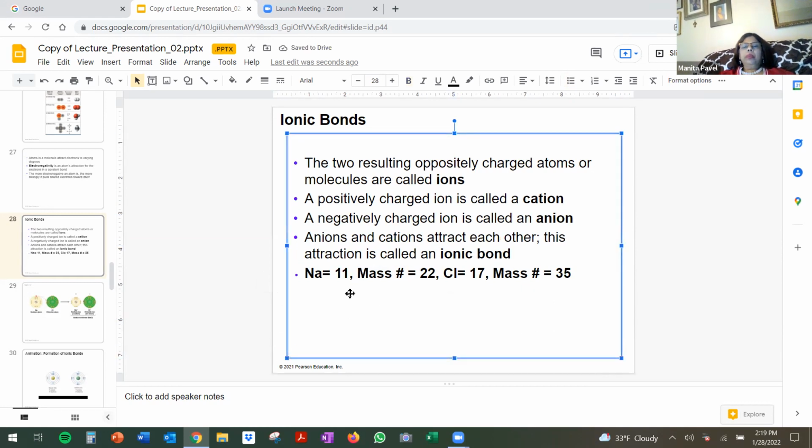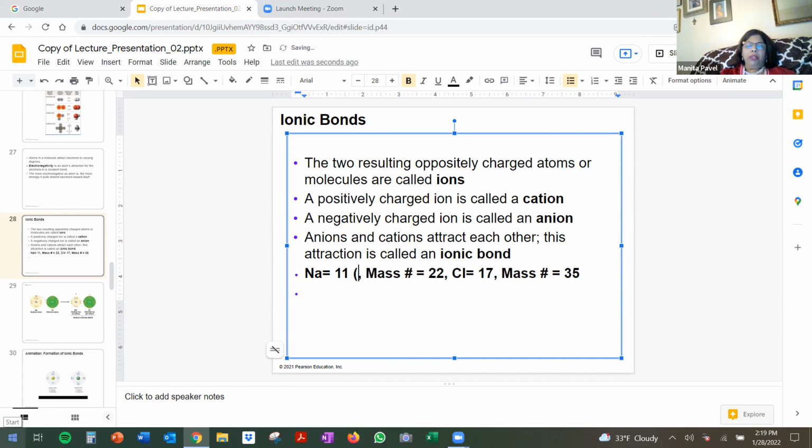So we know, what is the electronic configuration of 11? 2, 8, 1. What then is chlorine's configuration? Chlorine is equal to 2, 8, 7.